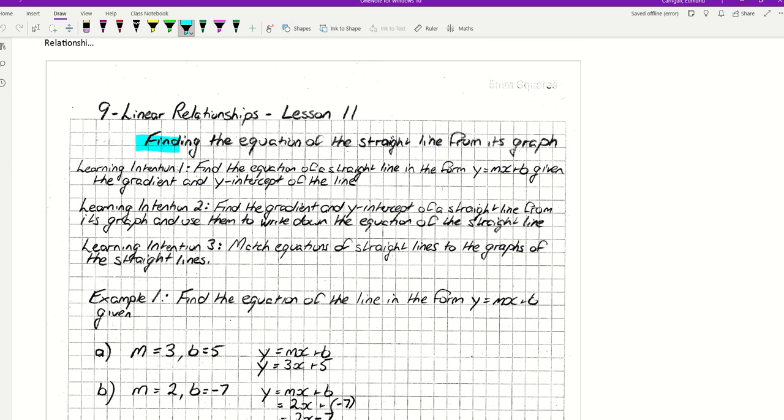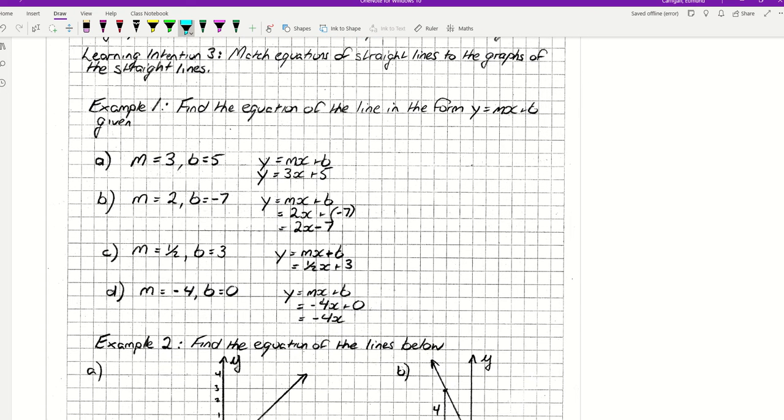Finding the equation of a straight line from its graph is what we're learning, but as I said, we've got three learning intentions. First, find the equation of a straight line in the form y equals mx plus b given the gradient and the y-intercept of the line. So let's have a look at that first.